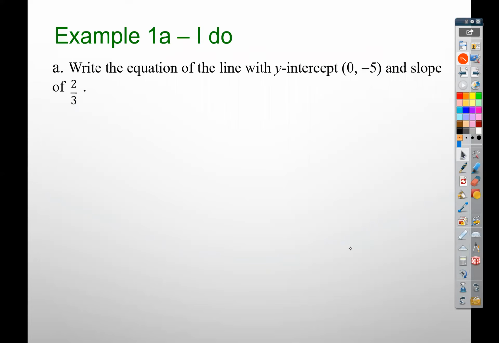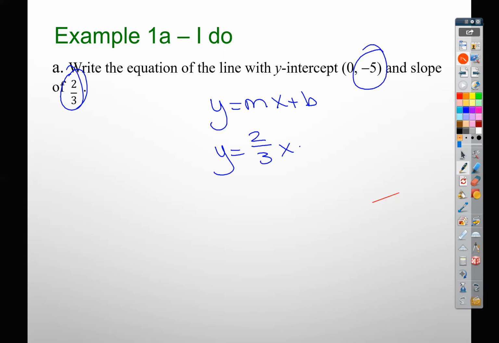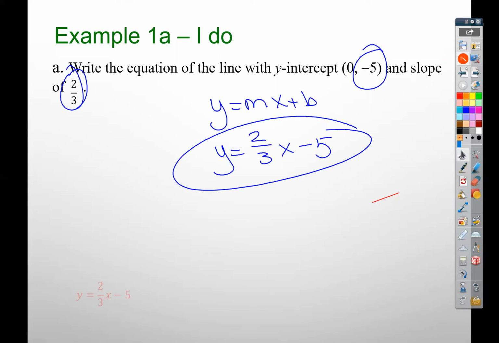So example number 1, write an equation of the line with y-intercept of (0, -5) and slope of 2/3. So you're actually going to be writing this in slope-intercept form. Okay, so again, that's y equals mx plus b. So it tells us our slope is 2/3, so I'm going to plug that in for m. And it tells us our y-intercept is -5. So I plug that in for b and I'm done.